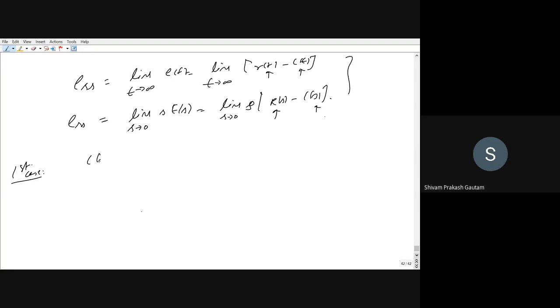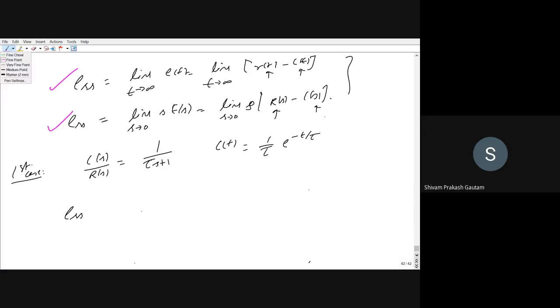Again, I will write it down. T(s) upon R(s) for the first order system was 1 upon tau s plus 1, and c(t) we have calculated as 1 upon tau e to the power minus t by tau. This is our c(t). Now we want to calculate the steady state error. So we will calculate it both ways, and check whether both come out the same or not, by time domain as well as frequency domain.